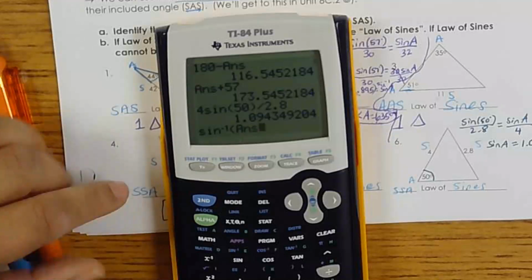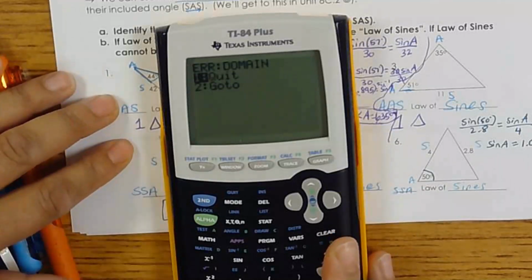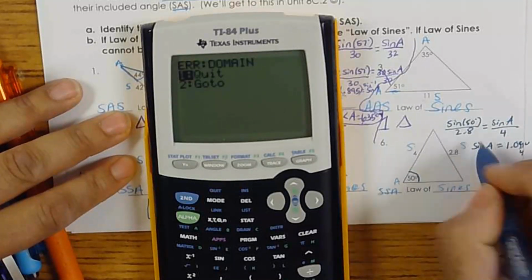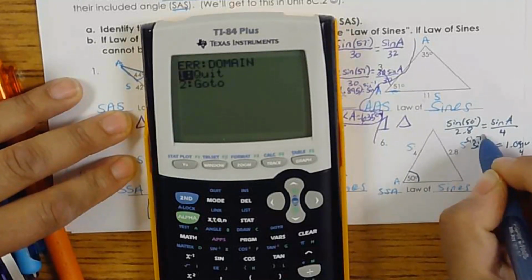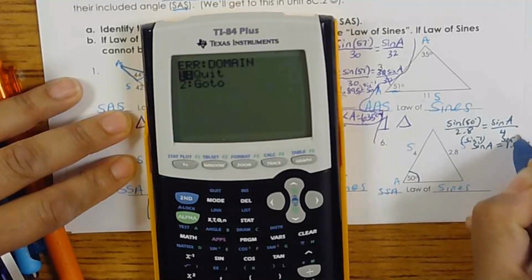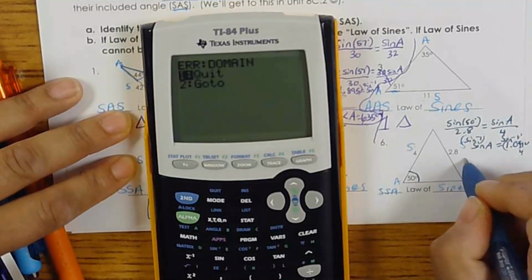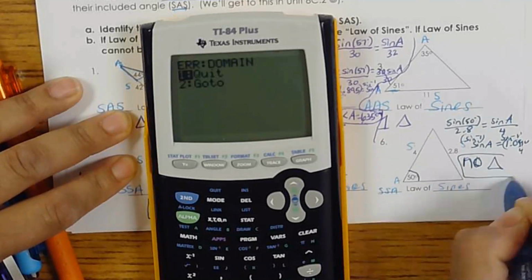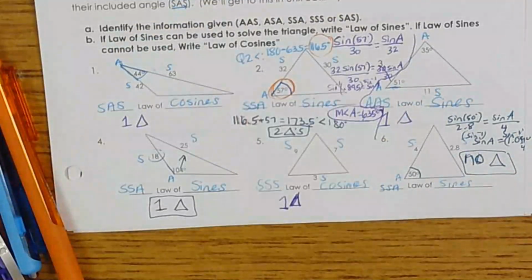Oops. And this time it gives you an error message. As soon as I type in sine inverse of 1.094, which is what I had here, if that's giving you an error message, then there's no triangles possible. And we don't have to go on to find a 4th angle or anything else.